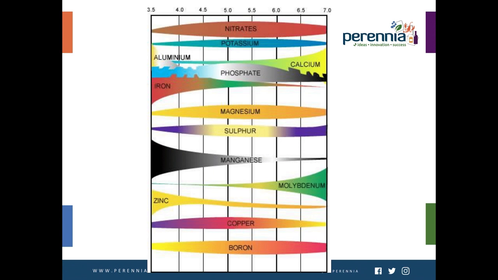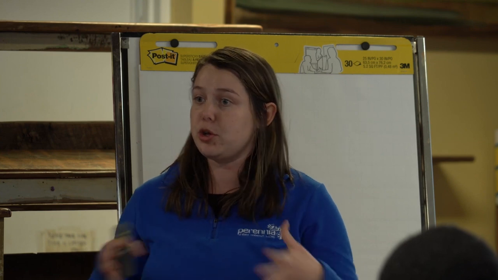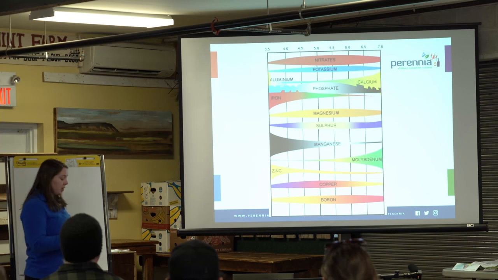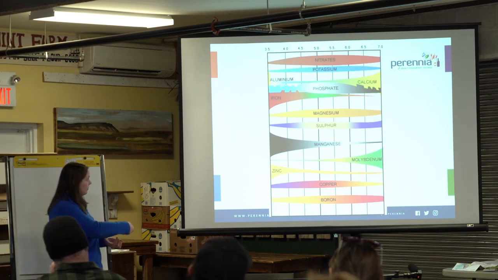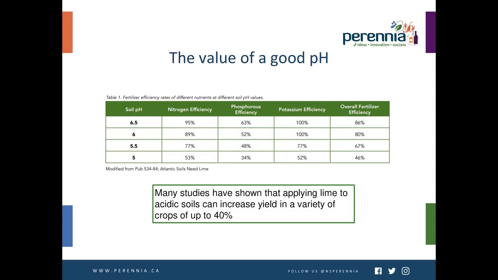And phosphate is very pH dependent for its availability as well. An important thing to remember is that these nutrients are not solely based on pH, whether they're available. There are other factors that contribute to it. So when we think about a value of a good pH, there are a few other things that you want to consider. Your nutrient use efficiency decreases a lot with a lower pH.